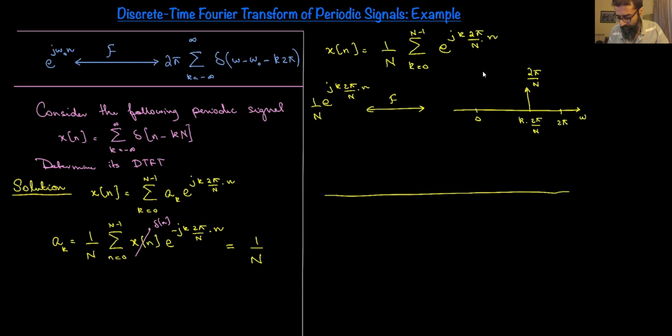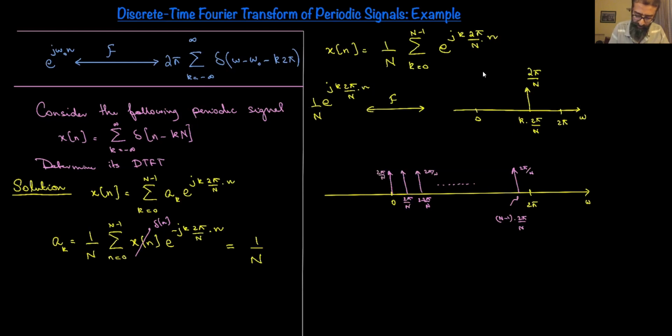So let's say this is 0 and this is 2 pi. I'm going to get the first impulse at 0, the second impulse just 2 pi by N apart, the third impulse, and so on and so forth. And the final impulse is going to be here. So this is 2 pi by N. This is 2 times 2 pi by N. And the final impulse is going to be at N minus 1 times 2 pi by N. And of course, the heights for each one of these impulses is going to be 2 pi by N. All of these heights are going to be 2 pi by N.